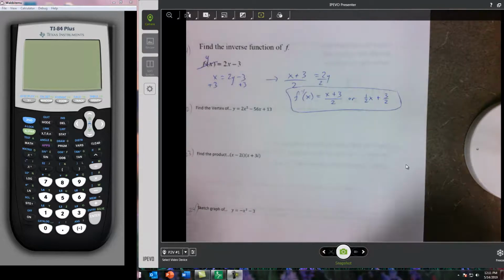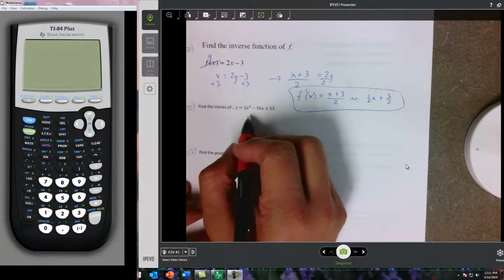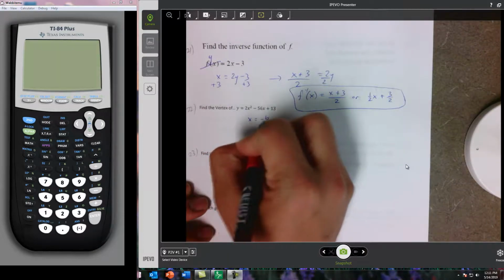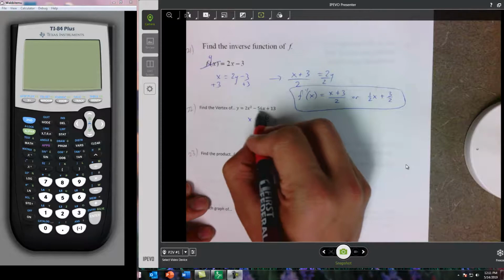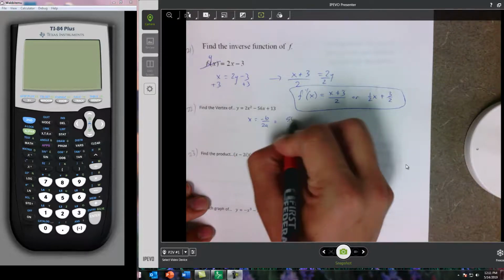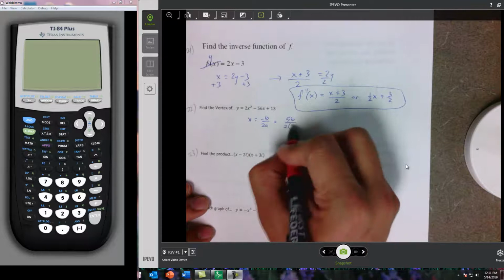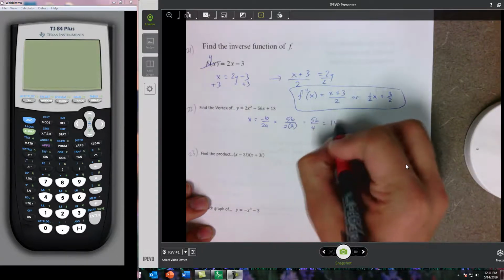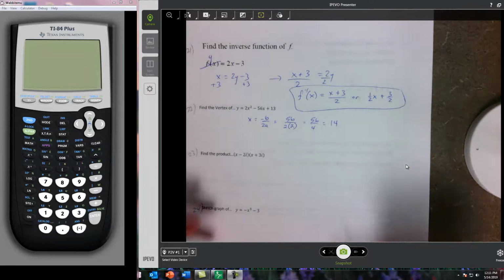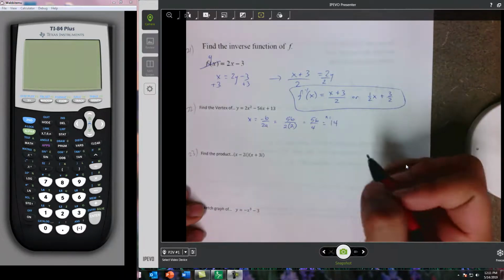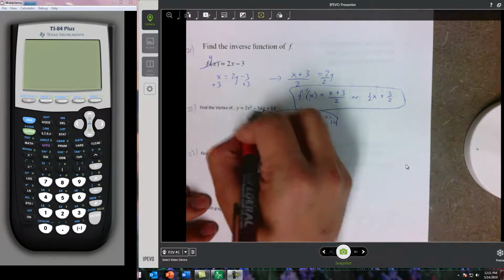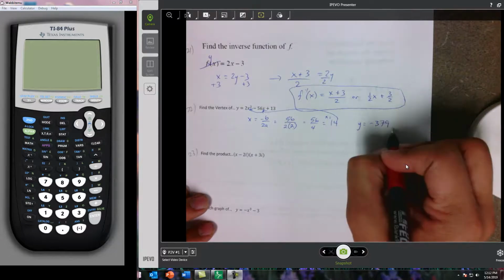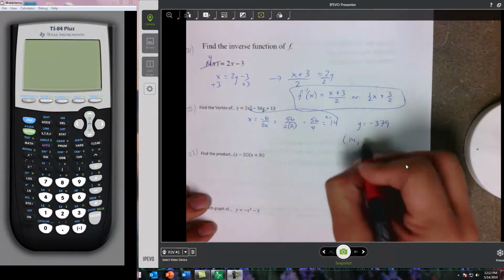Now we're going to find the vertex. Okay, if I wanted to find the vertex, traditionally what we do is we say x equals negative b over 2a. Well, b is our negative 56, so this would be 56 over 2 times a, which is 2, which is 56 over 4, which turns out to be 14. Now, at this point, that's the x value. To find the y, I have to plug that x into the original equation. If I do, it's going to spit out negative 379. So my vertex is 14 comma negative 379.